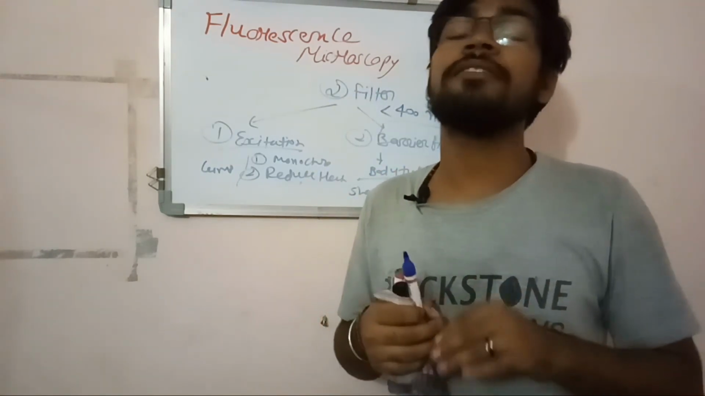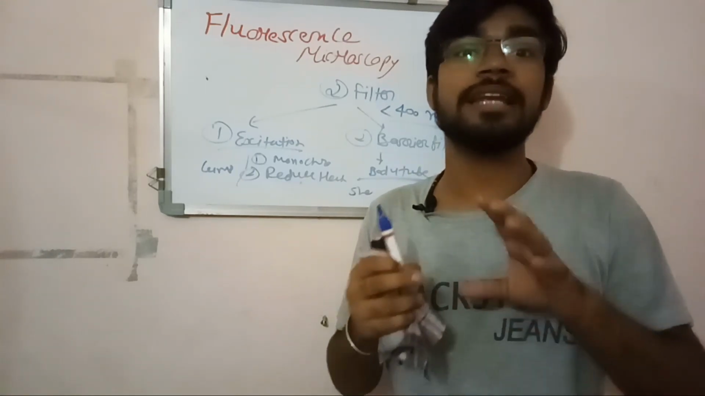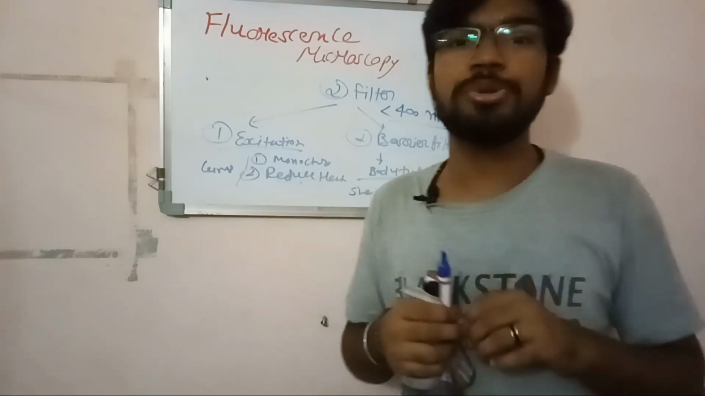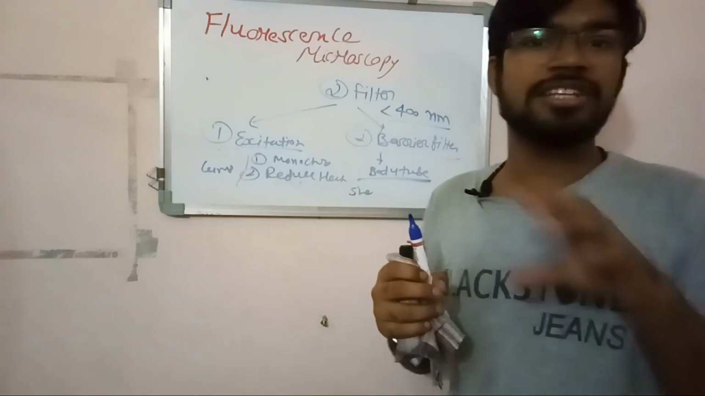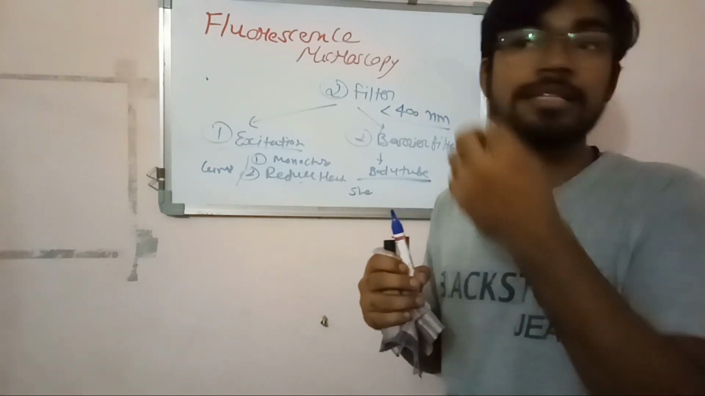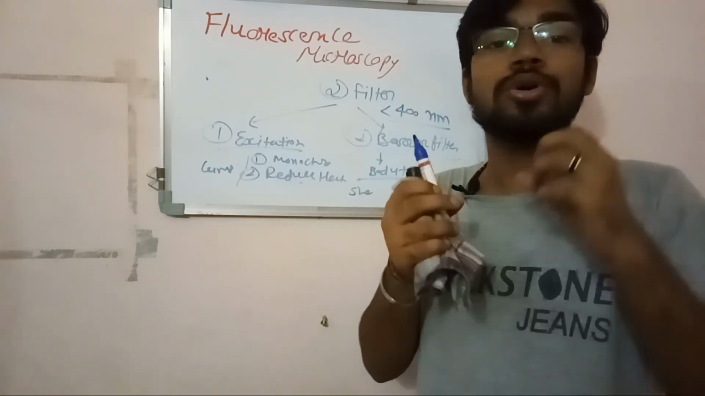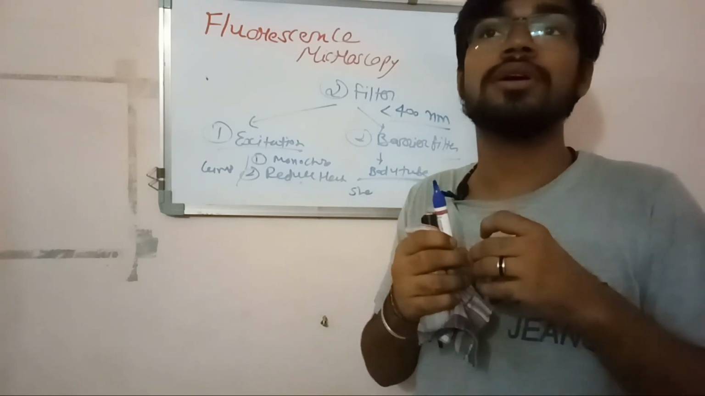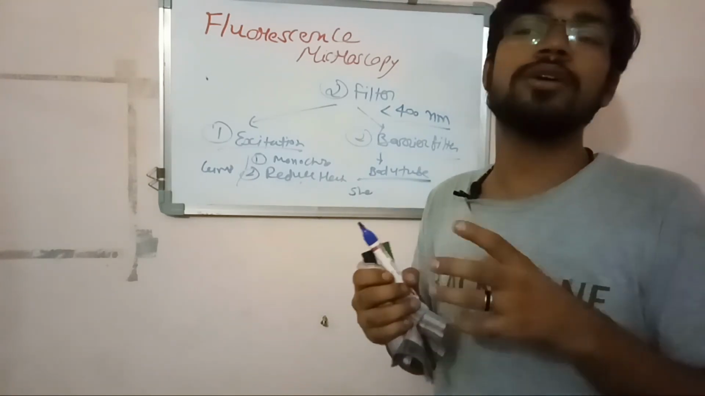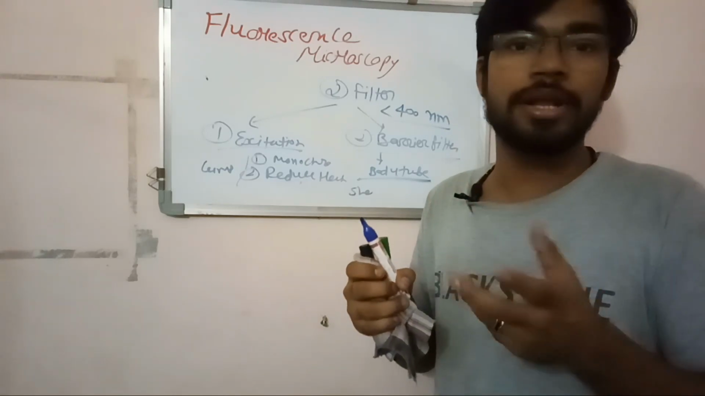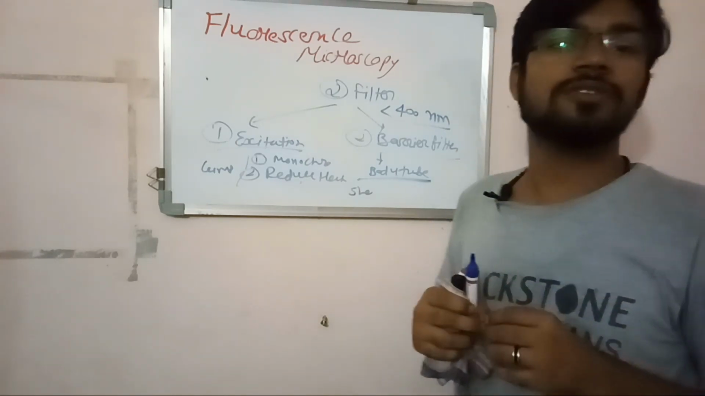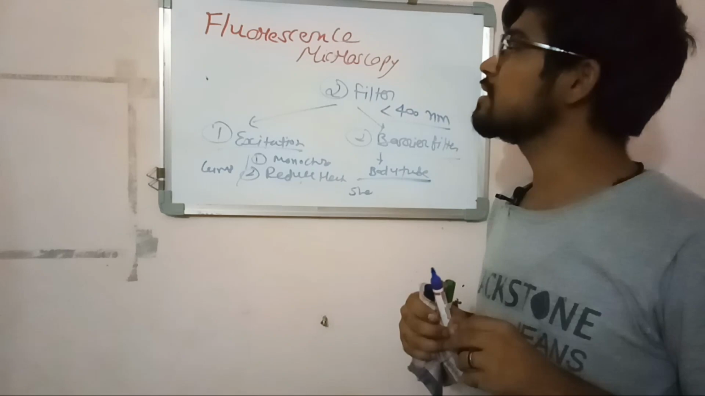What is the main function of fluorescence microscopy? It is mainly used to label immune antigens, or to find out any antigen present in a cell. Autofluorescence is mainly used to follow the movement of molecules inside the cell or inside the body. This is the basic function and the basic concept of fluorescence microscopy.